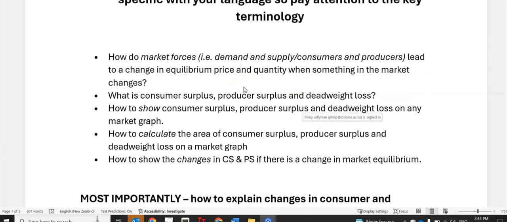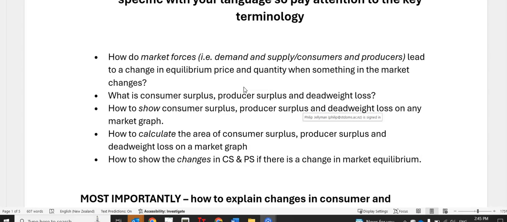Number one, how do market forces, remember market forces are just demand and supply, consumers and producers, that's what they mean when they say market forces. How do they lead to changes in equilibrium price and quantity when something in the market changes? They always ask this question somewhere in the paper every year. It's worth an achieved merit. You've just got to know it. You've got to practice it. There's only really two ways to answer it. So like I said, pretty predictable. We'll go through that in a minute.